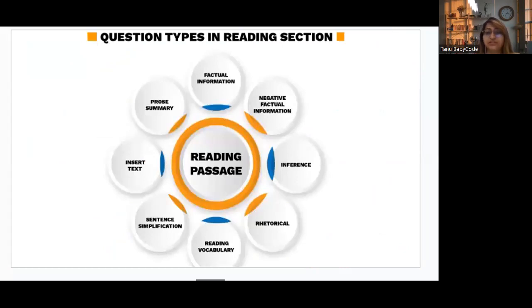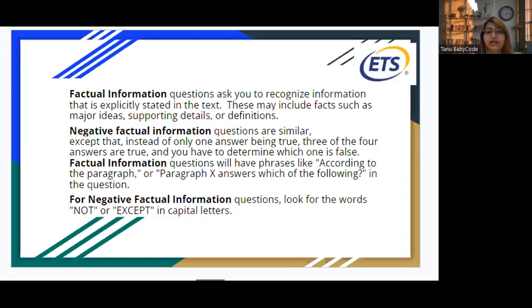These are the types of questions that come in your reading module: factual information, negative factual information, inference, rhetorical purpose, reading vocabulary, sentence simplification, insert text, as well as prose summary. These are the 6 to 7 types of questions that come under TOEFL reading. Let's look at what factual information is. Factual information questions require you to recognize what is explicitly stated in the text, that means information which is precisely stated. It may include facts like major ideas, supporting details, or definitions.